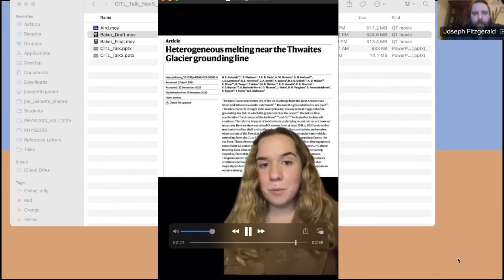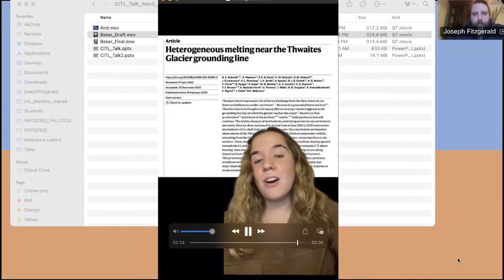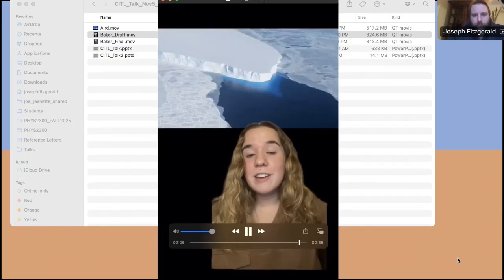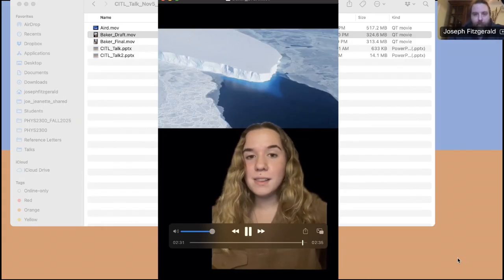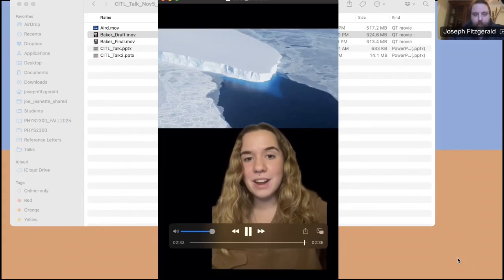This study should captivate us all because it addresses an issue that affects us all collectively. The melting of massive glaciers, such as the Thwaites Glacier, poses a real threat on sea level rise and in turn poses a threat on the Earth system.